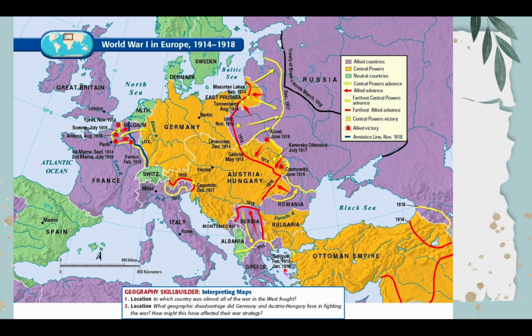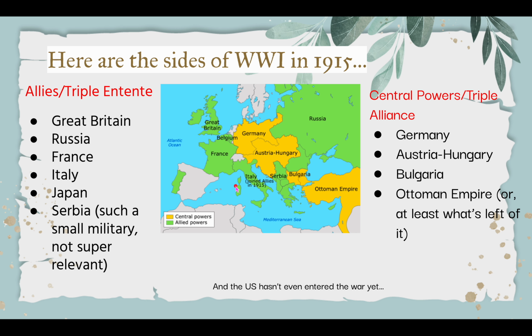All right, so let's zoom in a little bit more. Let's take a look at this map here. So we have Germany and Austria-Hungary. They are fighting against Russia on the Eastern Front, as you can see right here. On the Western Front, we have France and Italy. So Germany and Austria-Hungary are pretty dang busy. They've got a lot of fighting to do.